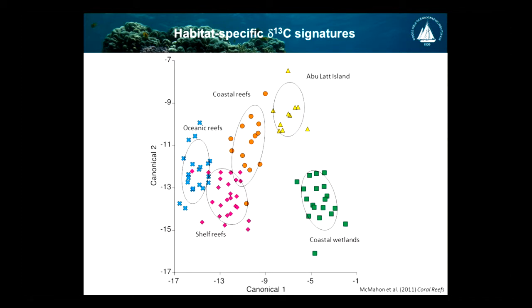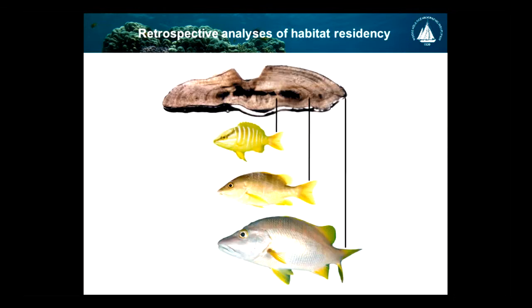So here we have coastal wetlands, very different from shelf reefs, from those oceanic reefs, coastal reefs here, and the continental island, Abu Lat, is separate from all those as well, and something quite interesting is going on at Abu Lat. But anyway, the take-home message is that with this technique, we were able to pretty much uniquely identify each of these different habitats using this compound-specific approach.